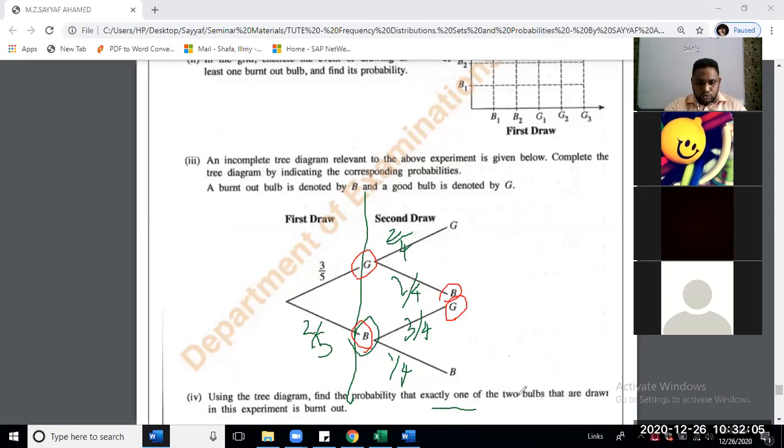So the probability that exactly one of the 2 bulbs that are drawn in the experiment is burnt out. So the answer is going to be, for the Roman numeral 4 part, 3 over 5 into 2 over 4, or, meaning we are adding, so that is 6 over 20 plus 2 over 5 into 3 over 4.